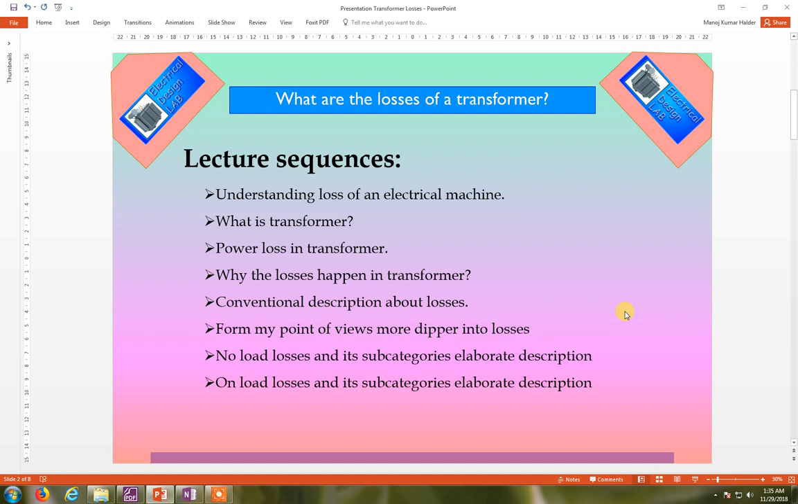Then we will learn about the conventional description of the losses that are described in your textbook. But in this lecture you will learn something very different from my point of view, going deeper into the losses. Are you interested? Sure, you are interested. Then we will know about no load losses and their subcategories with elaborate description. You will learn very much. Then our final topic will be on load losses and their subcategories, also with elaborate description.